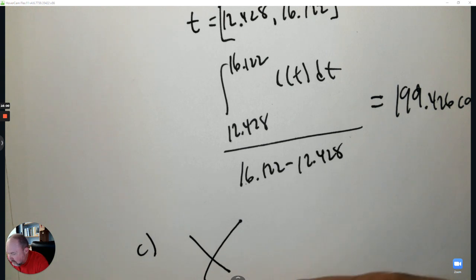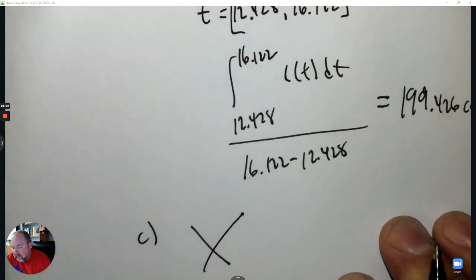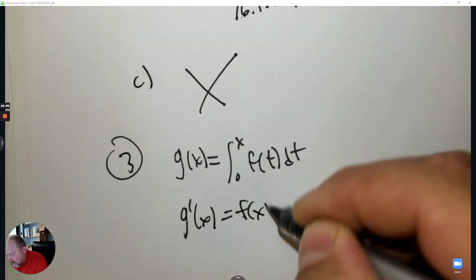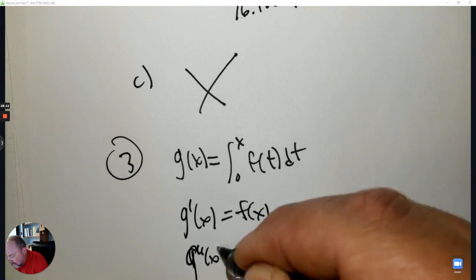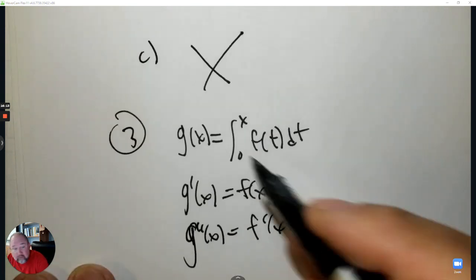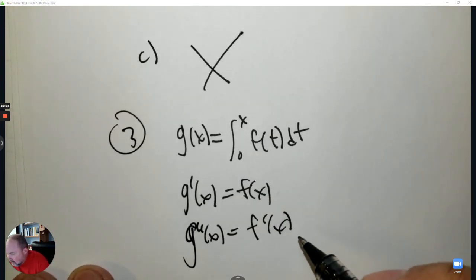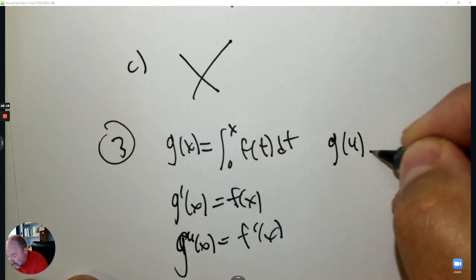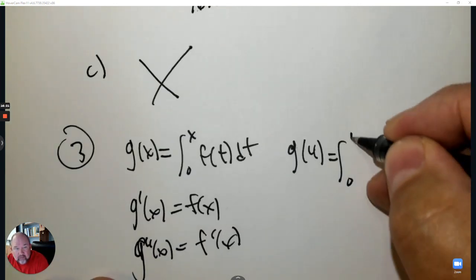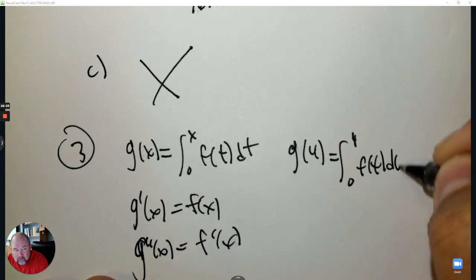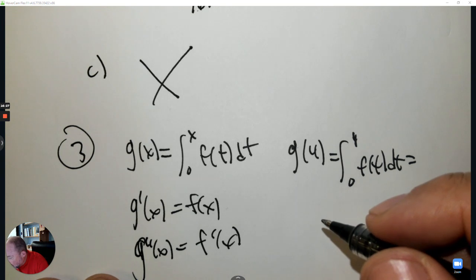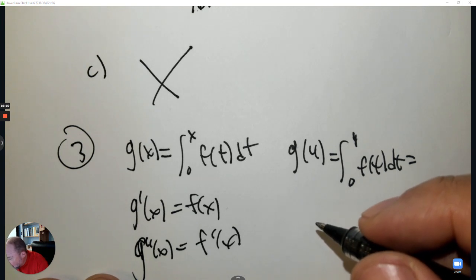So g at x is equal to the integration from 0 to x of f at t dt. That means the derivative is just f at x, and the second derivative is the derivative of f, as you do the derivative to both sides. So when you're asked to find g at 4, you use the top one, and you find the area from 0 to 4. So I have one area below.